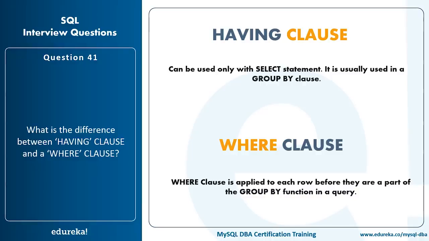Coming to the where clause, the where clause is applied to each row before they are a part of the group by function in a query. The having clause is basically used with the select statement and it is usually used with the group by clause. When the having clause is not used with the group by clause, it behaves like a where clause. So guys, that was about the difference between the having clause and the where clause.